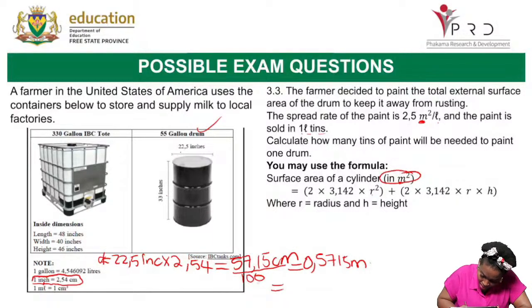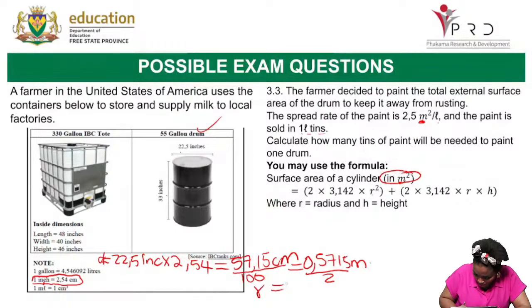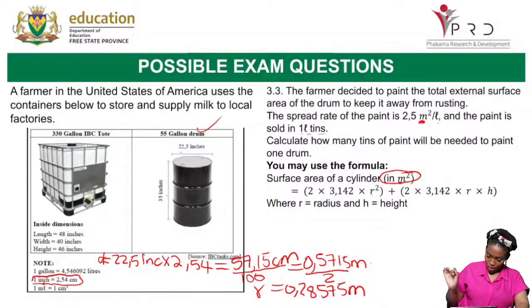Since this is the diameter, you want the radius, because for you to substitute in the formula, you need the radius. To get the radius, you'll have to divide that by 2. Further divide by 2 to get the radius. The radius is 0.28575 meters. That is the radius we are having.